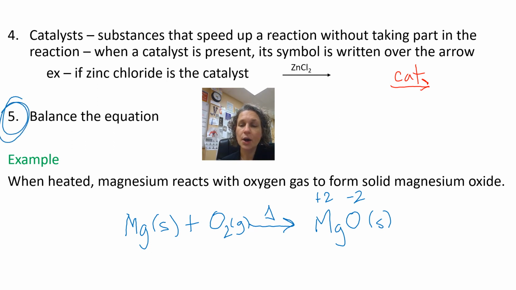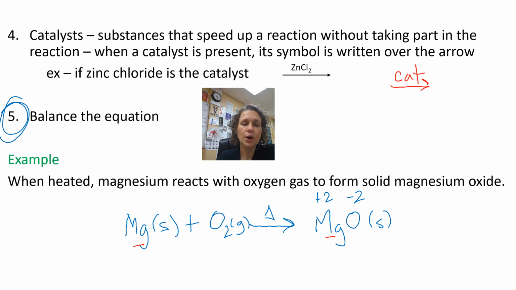Okay, so start at the beginning. Just like we did a couple of pages ago, now you're going to add coefficients and coefficients only. So start with Mg. You've got 1 Mg, and you've got 1 Mg over here. So good to go. Leave that one alone. We'll have to come back and fix it in a minute.